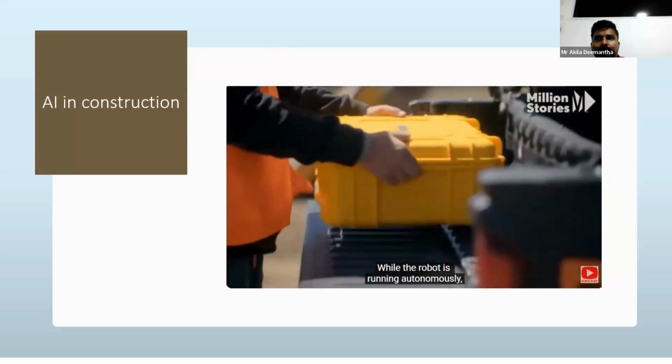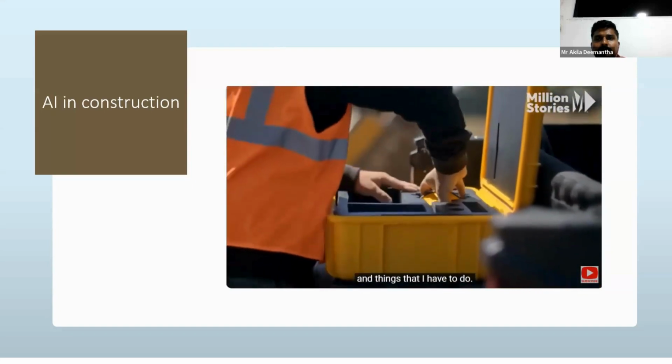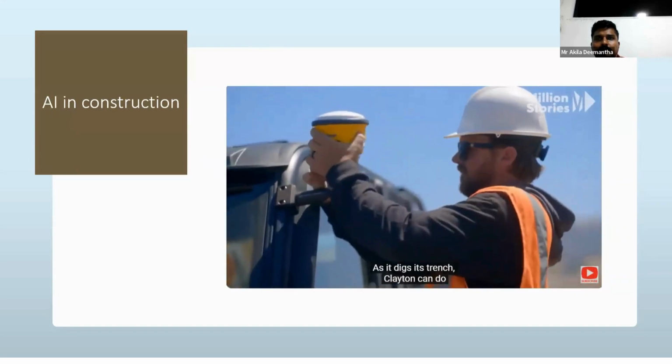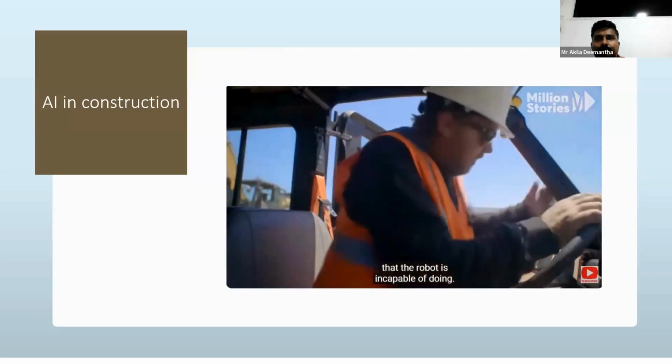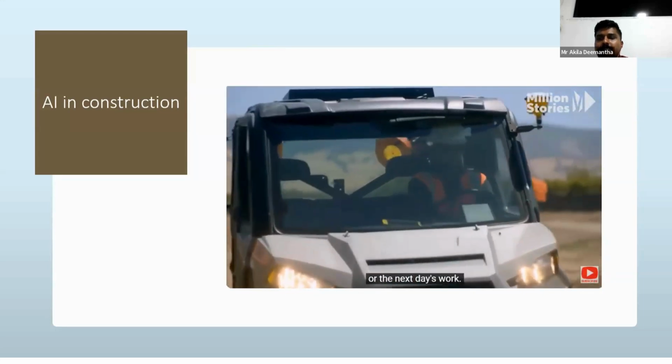While the robot is running autonomously, it gives me time to do all the other responsibilities and things that I have to do. The autonomous machine is meant to be a force multiplier. As it digs its trench, Clayton can do more intricate work in a second machine that the robot is incapable of doing. He can also begin prepping for the next dig or the next day's work.